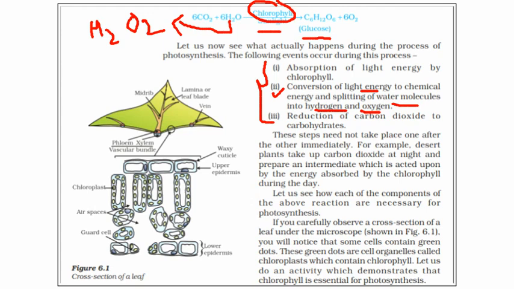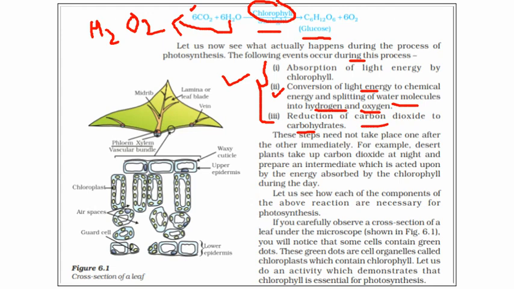Now the third is the reduction of carbon dioxide to carbohydrates. So the end product is the energy, that is the carbohydrate. There is a reduction of carbon dioxide, CO2, into carbohydrates. So these are the 3 points included in the process called photosynthesis, and this will be asked in your exam also, that is, which events occur during the process of photosynthesis. So you have to write these 3 events.